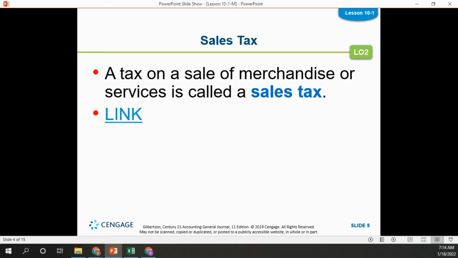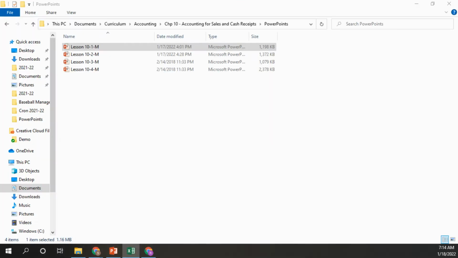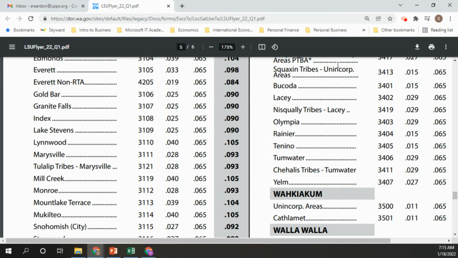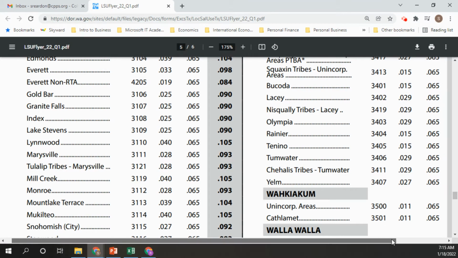Now, sales tax, let's chat about that for a moment. A tax on a sale of merchandise or services is called a sales tax. Now, let me show you something here that I gleaned from my travels. You're probably wondering, well, how much is sales tax? Well, I pulled this thing up over here.